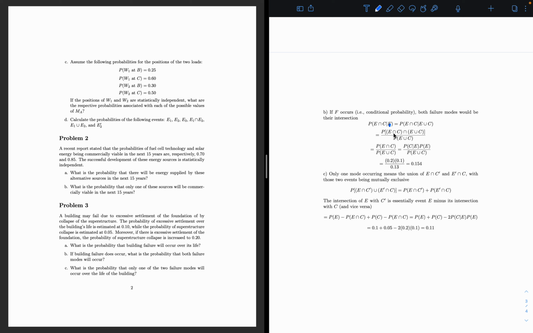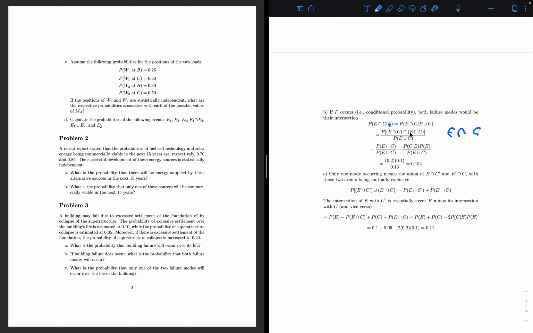So here we've got the intersection of E and C, and then we have the intersection of that with the union. Now, when we look at this, we know that E and C need to happen, and this one here says that E or C or both could happen. So think about this. We've got E and C definitely happening, and E or C or both happening. So this event here translates to just the intersection.